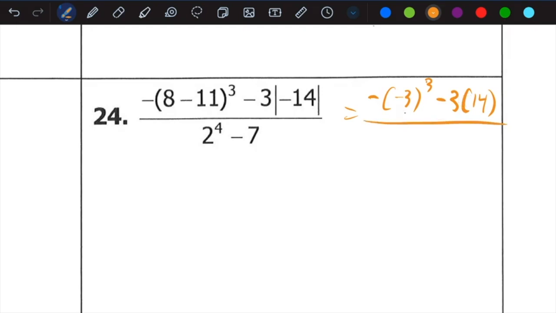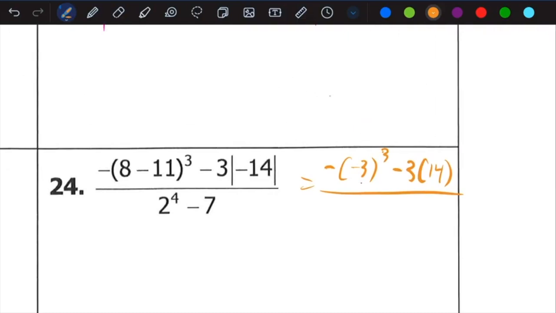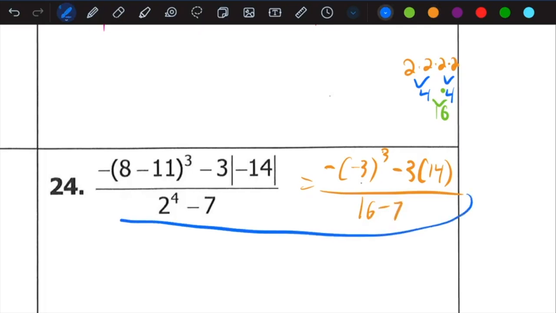We did 2 to the 5th earlier, and it was 32. 2 to the 4th, however, will be a different number. So we have 2 times 2 times 2 times 2. 2 times 2 is 4, 2 times 2 is 4, and if I do 4 times 4, I get 16. So 2 to the power of 4 is 16 minus 7.